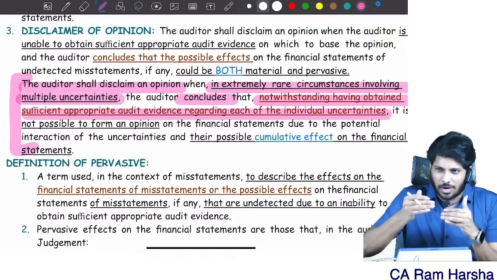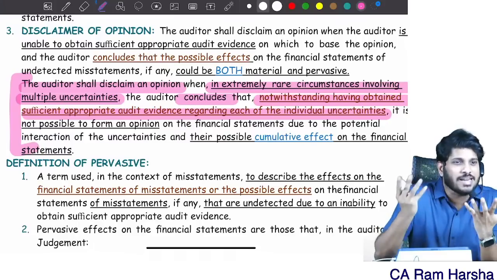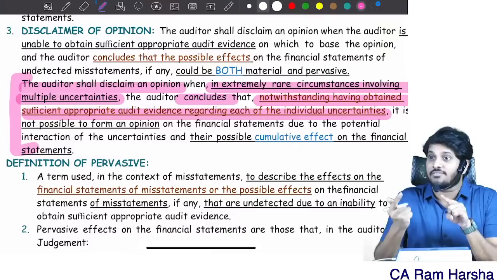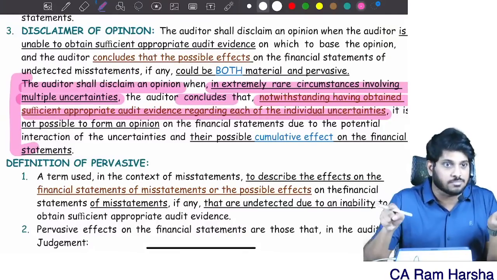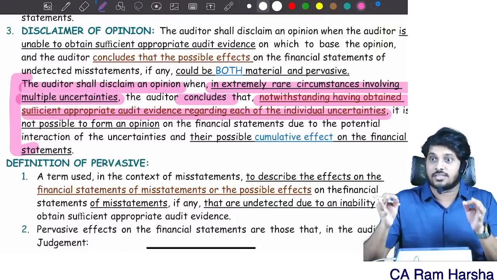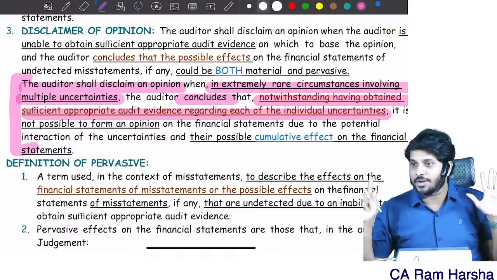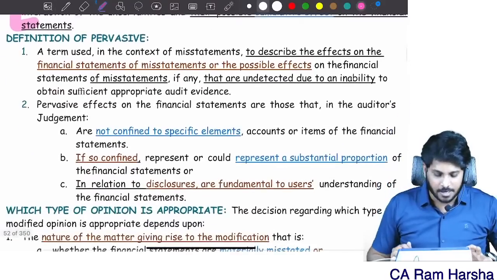You decided that without this evidence, I cannot frame an opinion. Now tell me, whatever evidences you gathered all these days for the remaining items, will you consider that? Ignore it, notwithstanding the fact that evidence is available for other items. When the auditor concludes that for a pervasive item you are not getting evidence, you may end up giving which opinion? Disclaimer of opinion.